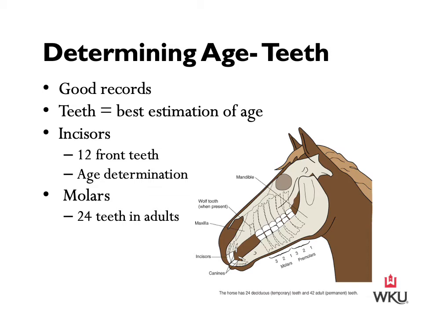The horse's canine teeth may appear midway between the incisors and molars at 4 or 5 years of age in the case of geldings or stallions, but seldom appear in mares. So those canines are going to seldom appear in mares. And then adult horses are going to have 24 molar teeth, not total teeth, molar teeth, 24 molars.